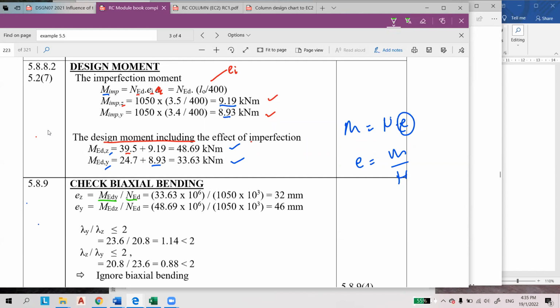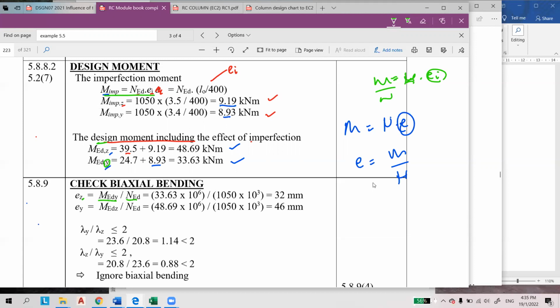Just use the simple equation from this one. M is equal to force times distance, right? So you want the distance, so moment divided by N. So the moment is this one. You use the design moment, the latest one.